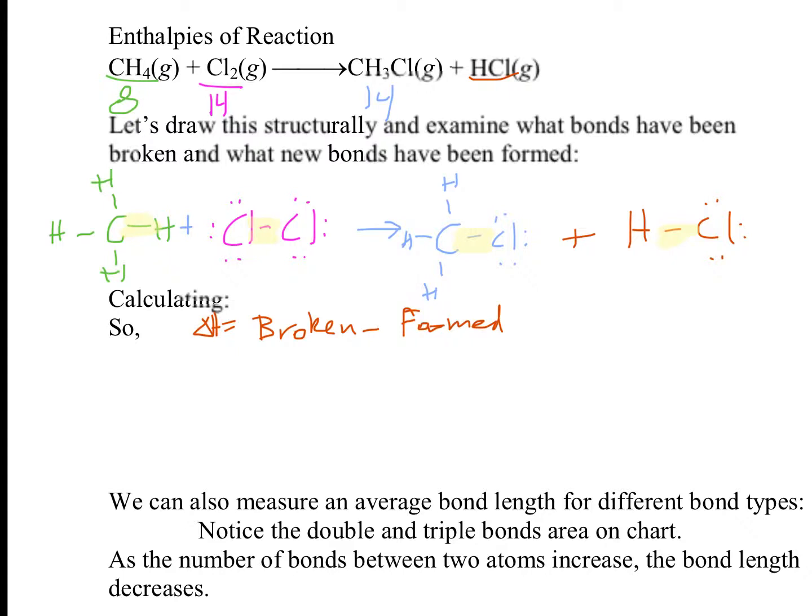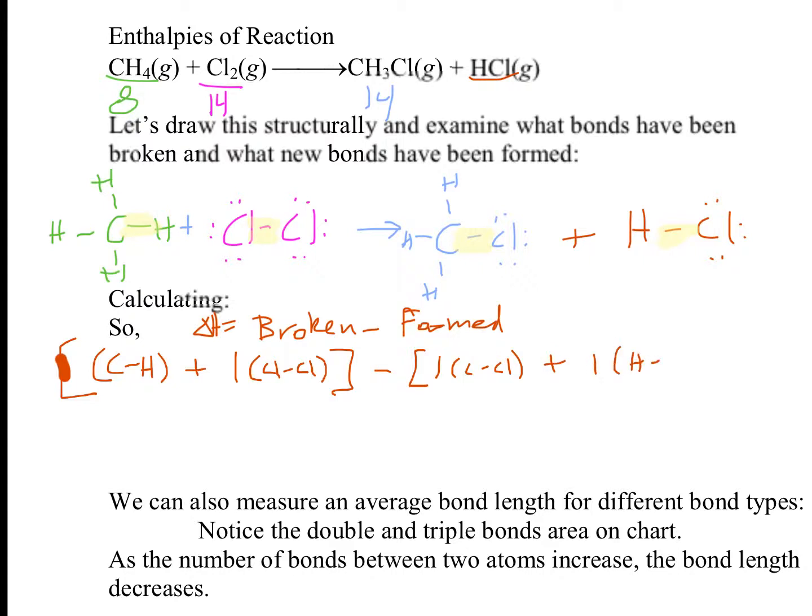Totally up to you. So if we're looking at our brokens, then I have 1 C to H bond plus 1 Cl to Cl bond. The sum of all of this minus my formed, which is 1 C to Cl bond plus 1 H to Cl bond. You don't have to write out this step, but it's a way to visualize what we're doing for our calculations. Then you're going to plug each one of these in based off of the table on the previous page.